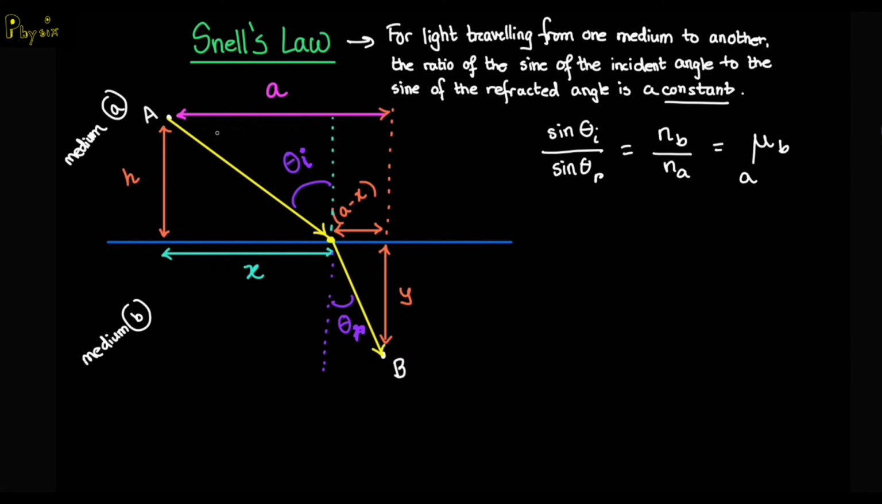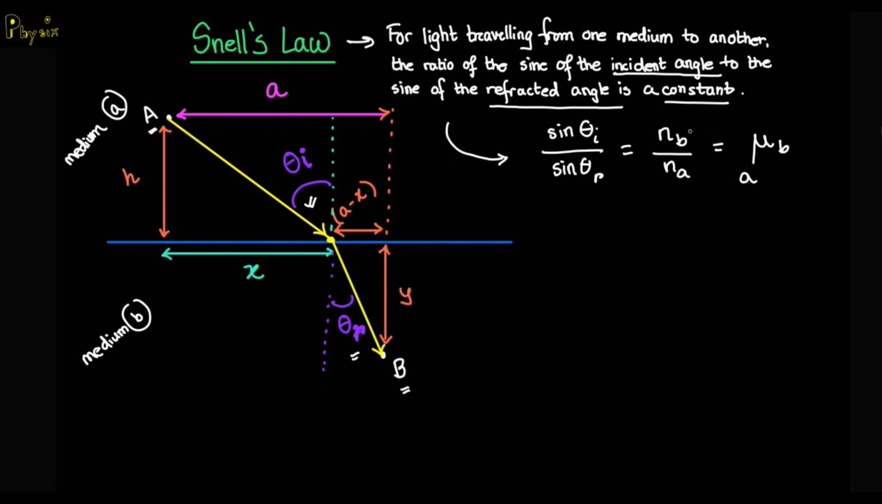Over here, light is traveling from point A to point B, and as it traverses from medium A to medium B, it refracts at this point over here. Theta I is the incident angle, and theta R is our refracted angle. So mathematically, you would say that the sine of theta I over the sine of theta R is this constant over here. And what is actually this constant?